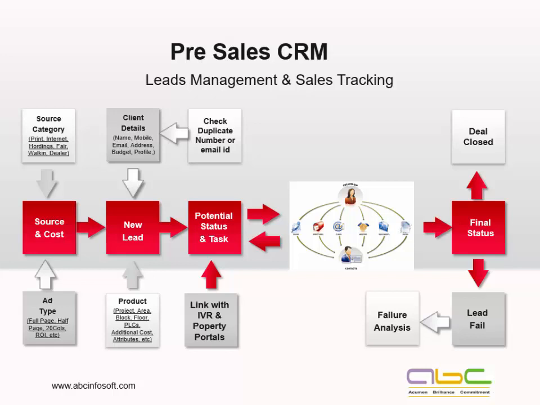If a particular customer is already being attended to or is already in the database, whenever there's a duplication of the phone number or email ID, the system will automatically prompt you, so that our team would already know that this customer is being handled by a particular resource or employee of ours, and the new lead can be forwarded to him. Or alternately, if you want to assign the lead to a different person, you can always have this tracked.